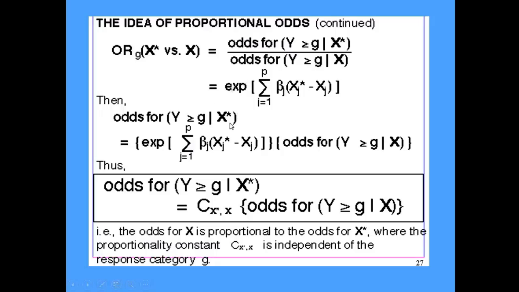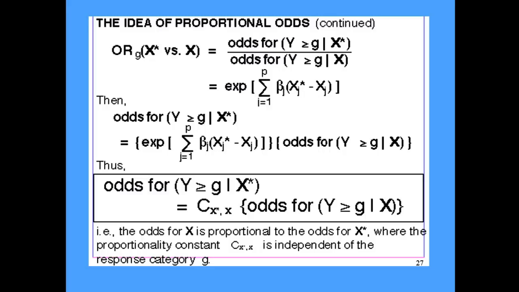So the odds for X star is equal to this number, some value that has nothing to do with G, times the odds for individual X. That's a way of saying that you can get one odds for one person from the other odds by multiplying it by some number that only depends upon the two people but doesn't depend upon how you've cut the pie. That's why it's called proportional. This odds is proportional to that odds because you can get one from the other and not worry about how you've cut the pie. That's what the proportional odds assumption says.